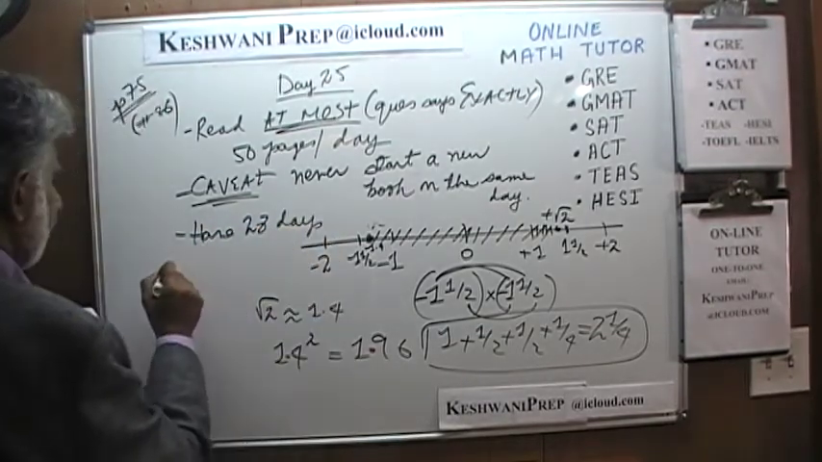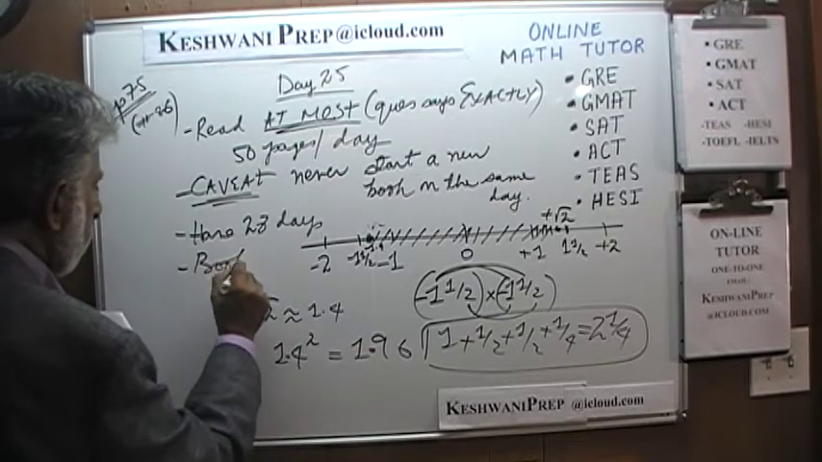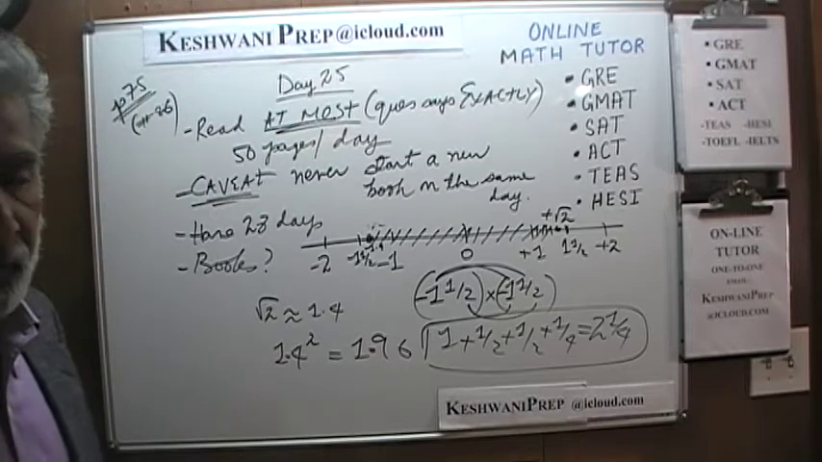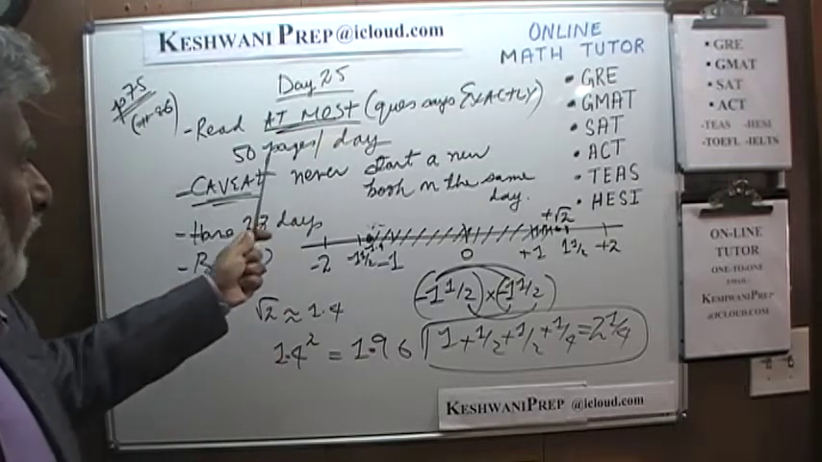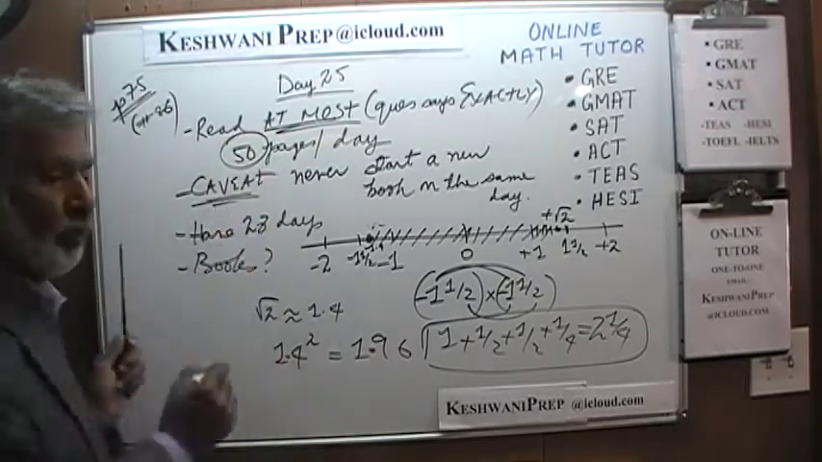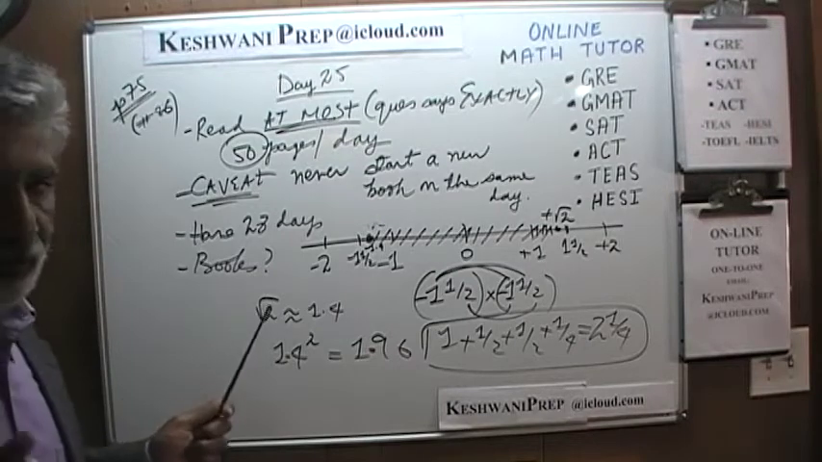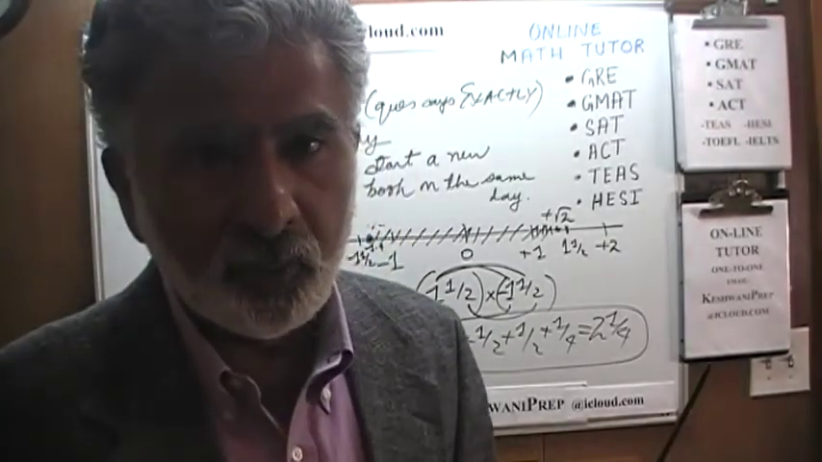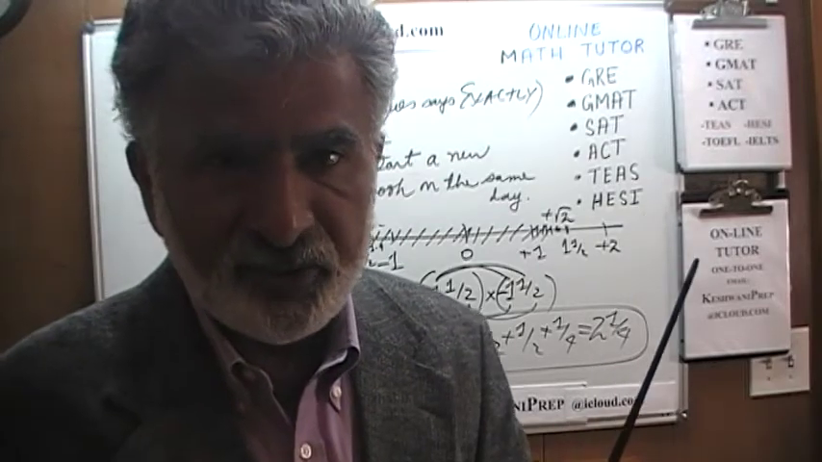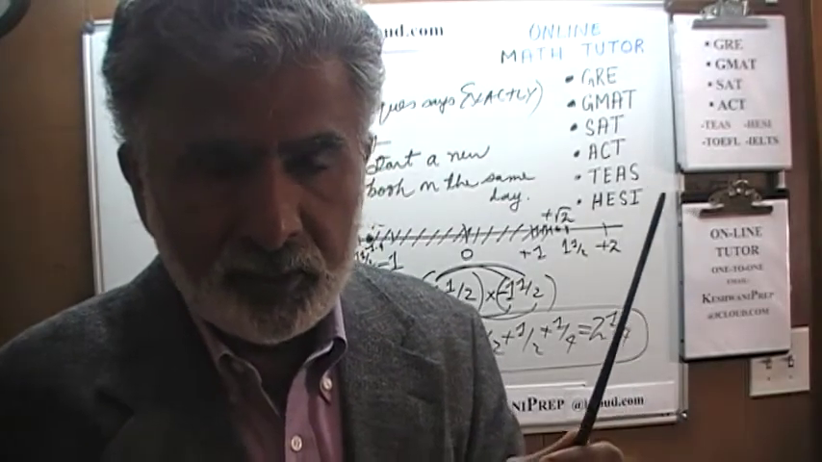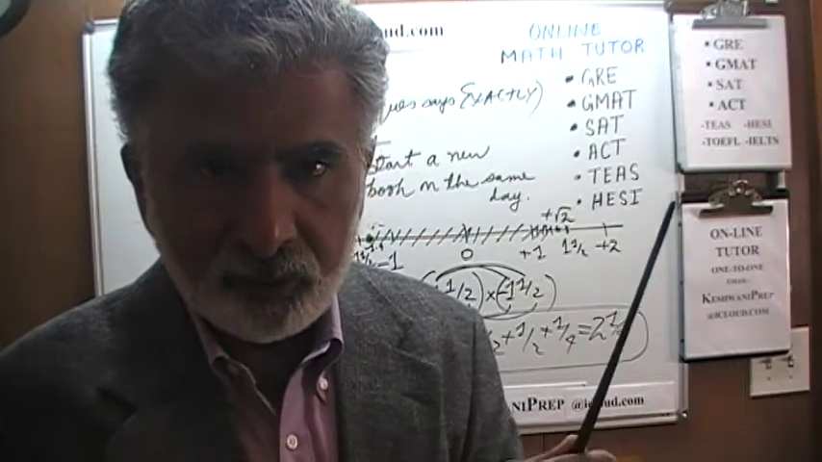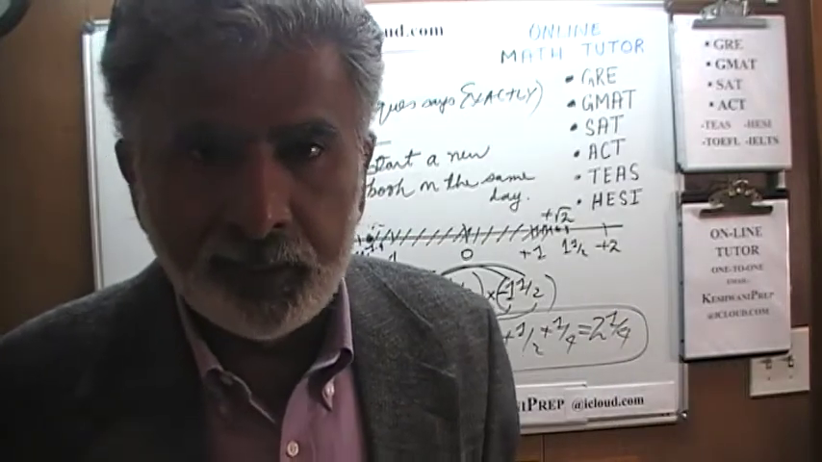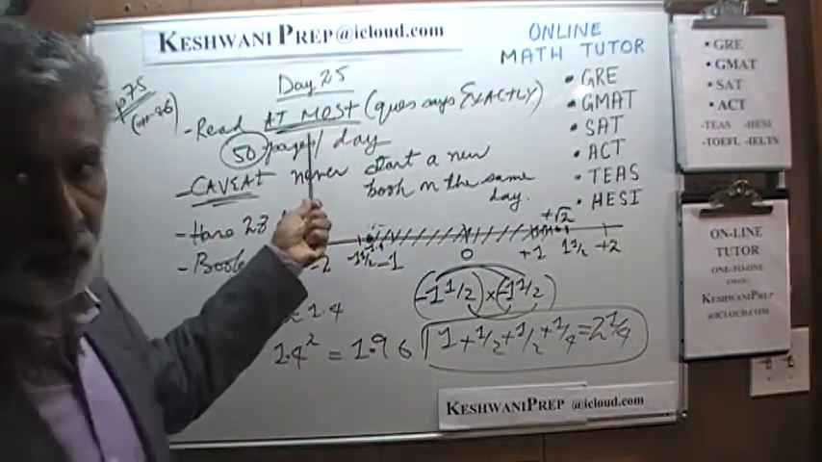And the question is, how many books are we going to be able to read in 28 days if we read at most 50 pages per day, no more than 50 pages, and the condition is that we never start a new book on the same day. So if you're reading a book and the book only has 30 pages left in it, we're going to read those 30 pages today, the book is finished, and we're not going to start a new book today. Hence the use of the word at most.